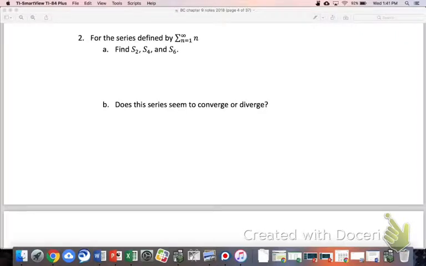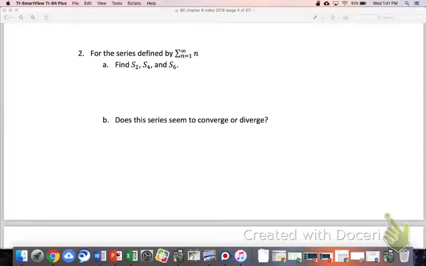Okay, so the next one, please forgive me, is just a tad ridiculous. Sigma from 1 to infinity, and your nth term is n. So obviously this is for the point of illustration. Let's check this out. It might not be obvious at first, but we're going to look at a pattern. S2 would be 1 plus 2. Of course, that's 3. And then S4 would be 3 plus 3 plus 4.